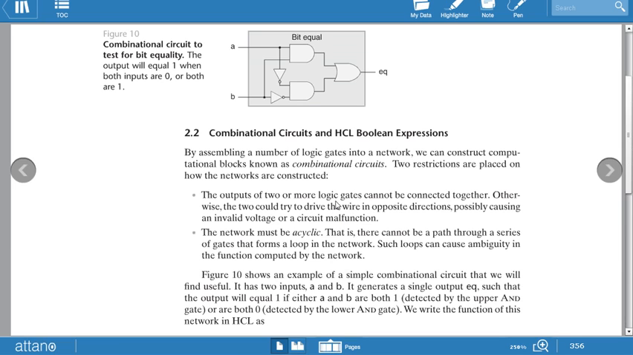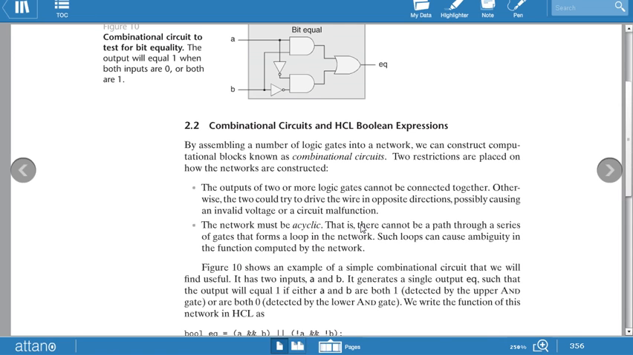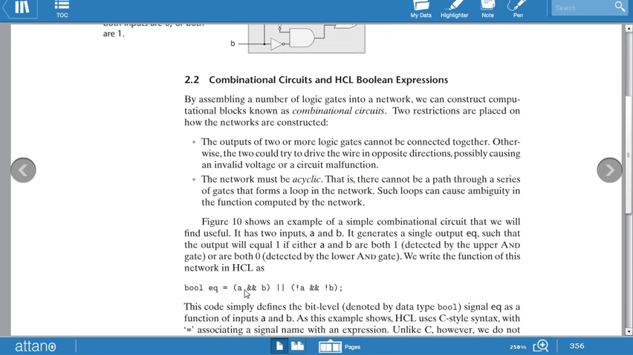The outputs of 2 or more logic gates cannot be connected together, otherwise the 2 would try to drive the wire in opposite directions, possibly causing an invalid voltage or a circuit malfunction. This is the next example. First of all we denote the AND operation of A and B, then the AND operation of A naught and B naught, and then find the OR operation between these 2 values.